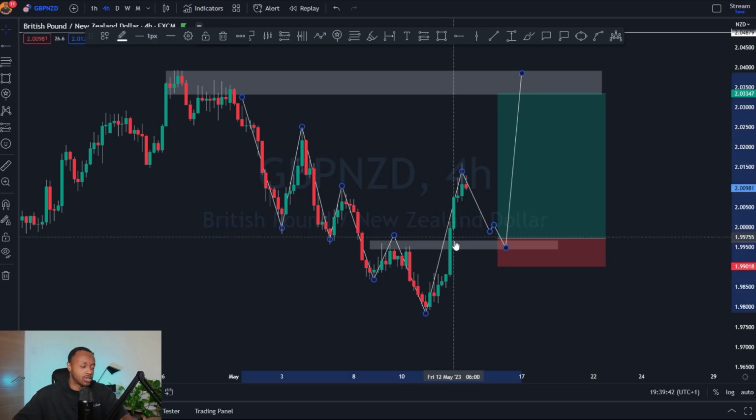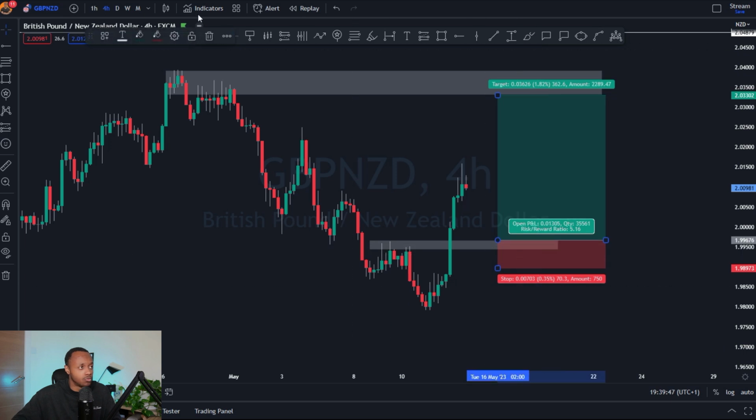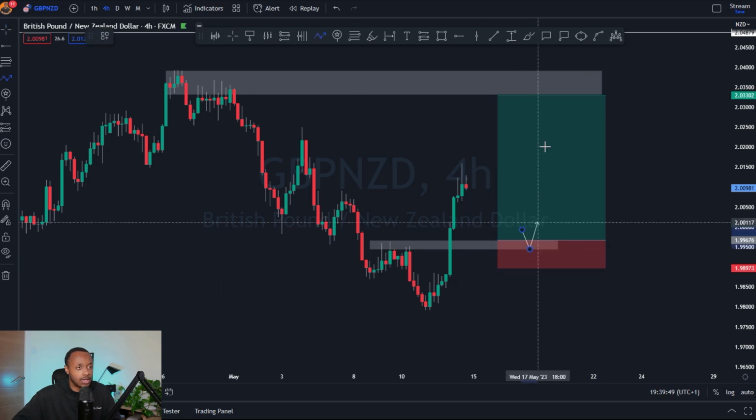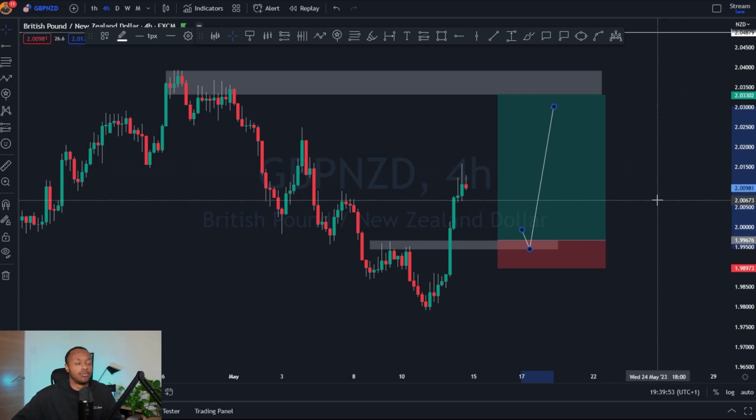Let's see if we can get some corrections back into 1.995, looking for the retest of that level. We'll drop to the hourly for my entries, and targets will be back up to 2.03 for next week for Pound NZD.